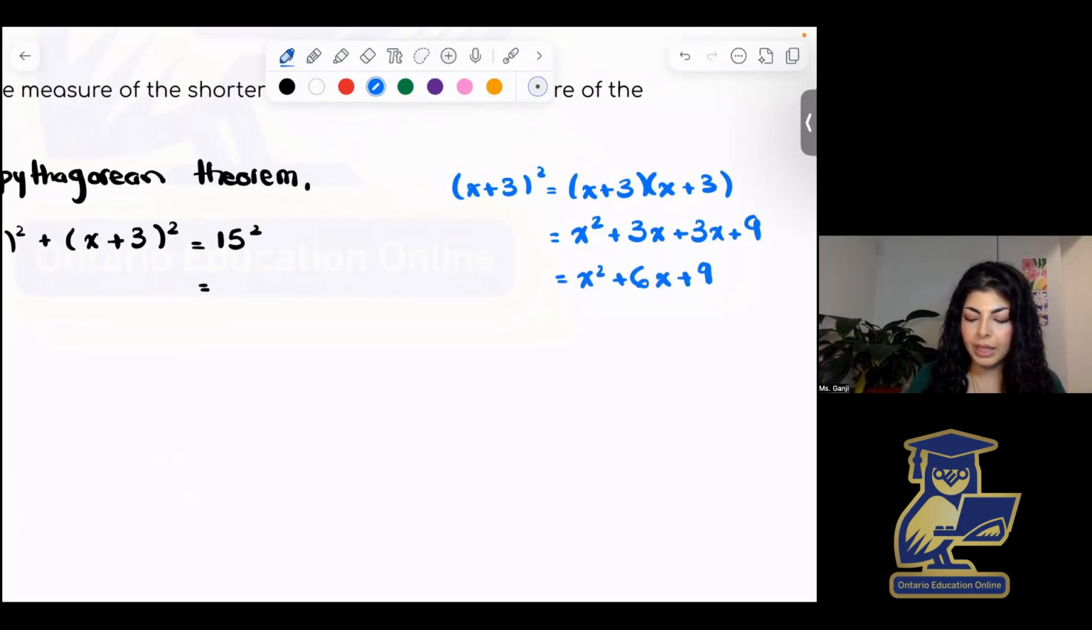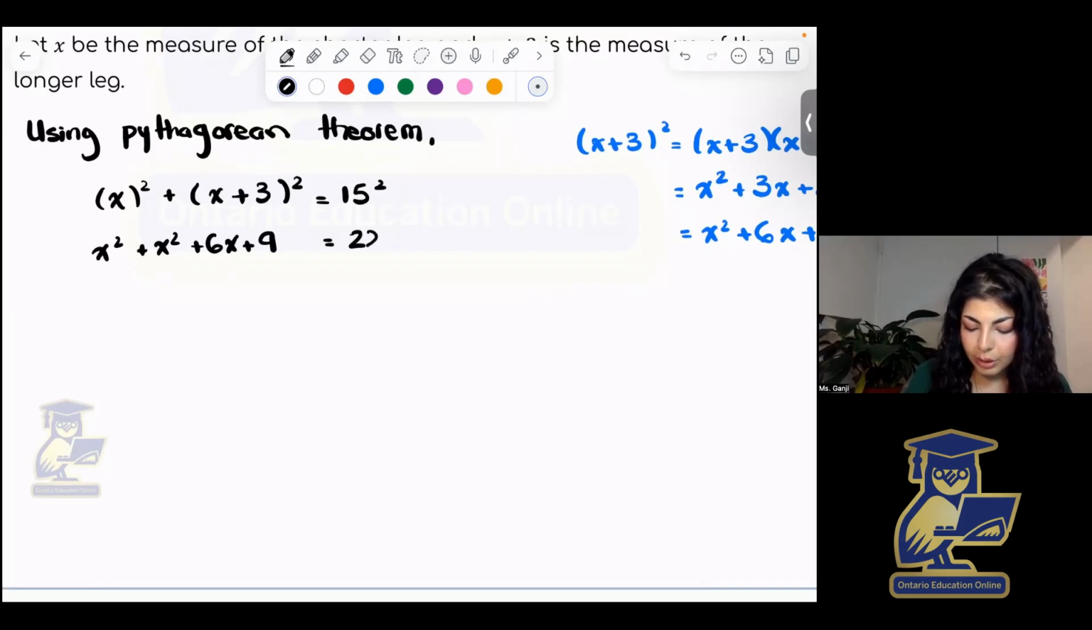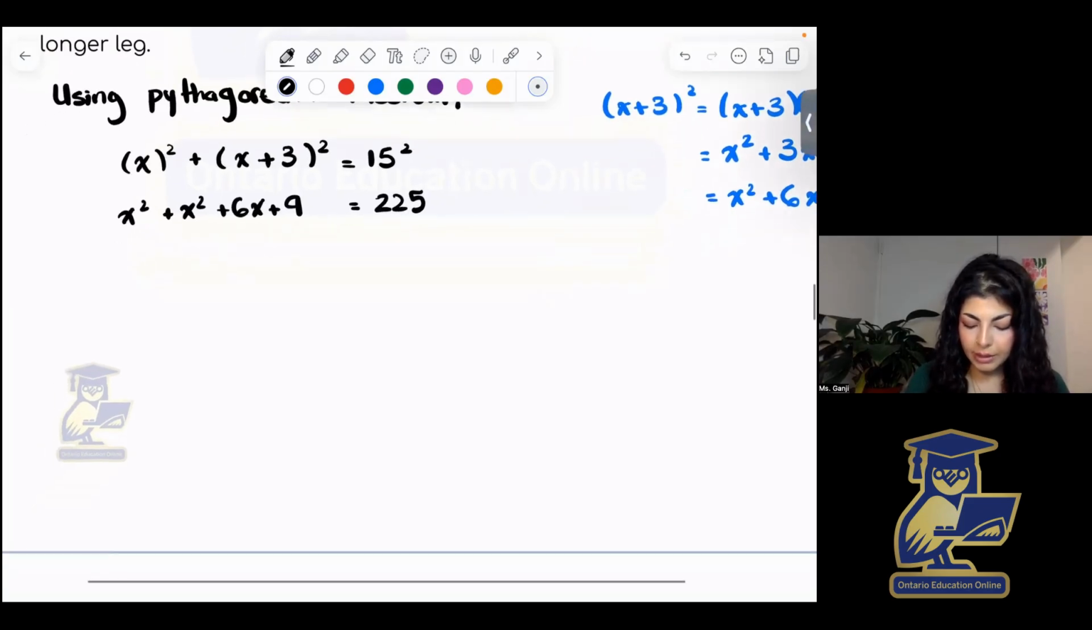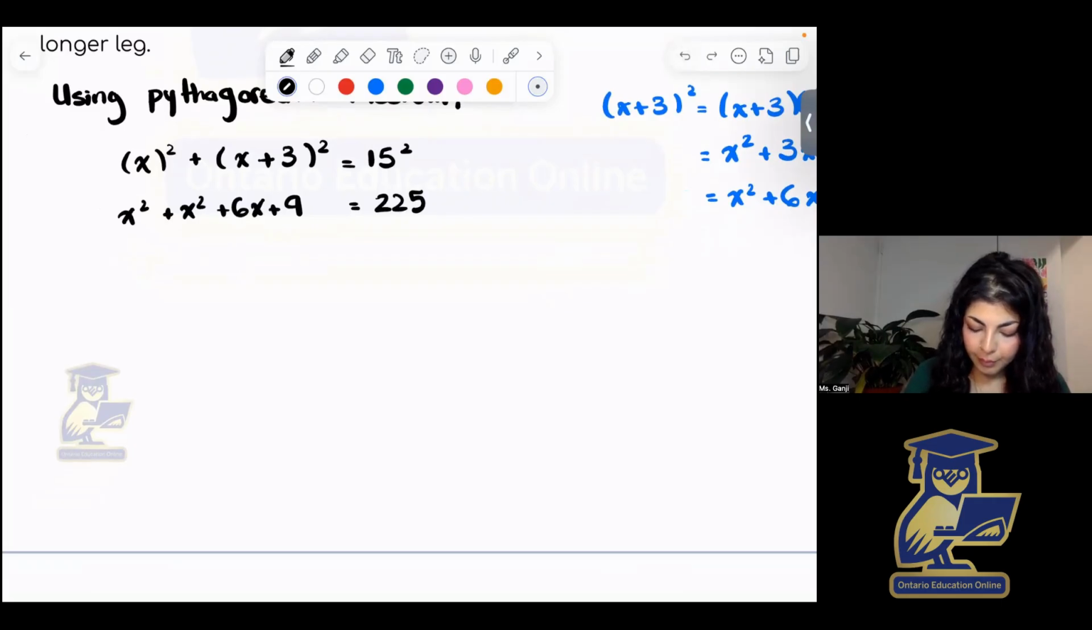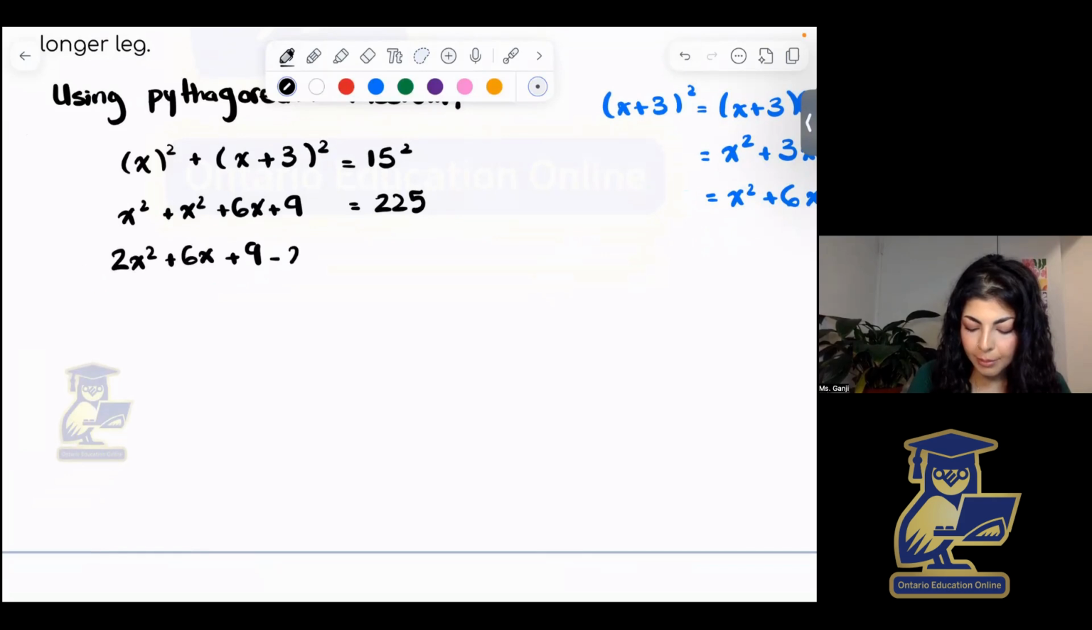And then I can just rewrite this back here, especially because I've already shown my work on that side. It's totally okay for me to write this here. And this is equal to 225. Now I will move this over and I will simplify on this side as well. 2x squared plus 6x. Just so I'm going to show you the extra step, it's plus 9 and then minus 225 is equal to 0.